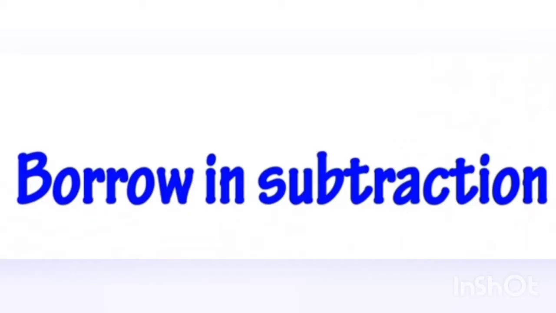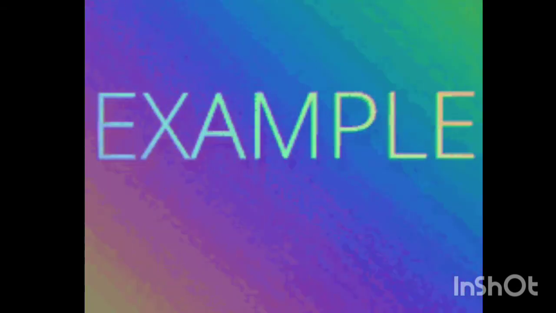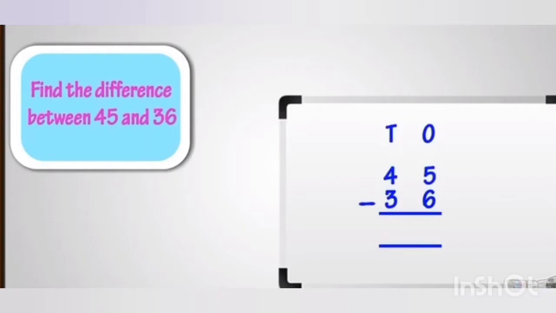Now we will proceed further to our today's topic, that is borrow in subtraction. Let us take one example of two-digit subtraction with borrowing. Here we have to find out the difference between 45 and 36. We have to subtract 36 from 45. Now first of all, the numbers will be put in their place value. And my dear children, always remember that the minuend will be written first, that is the bigger number, and the subtrahend, that is the smaller number, will be written below the minuend.